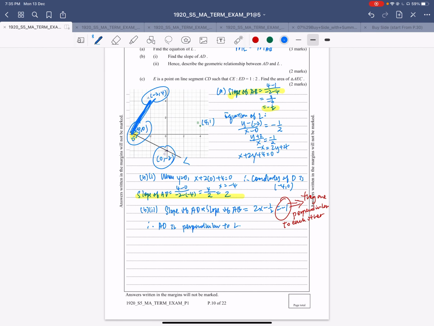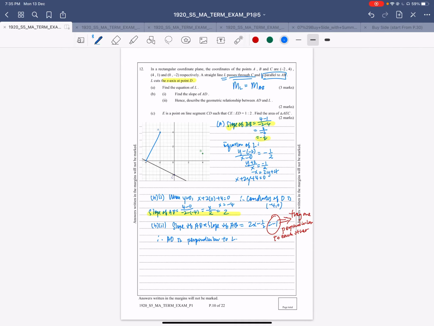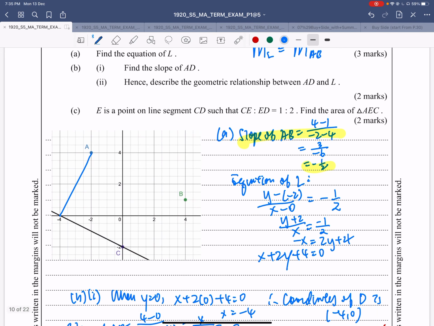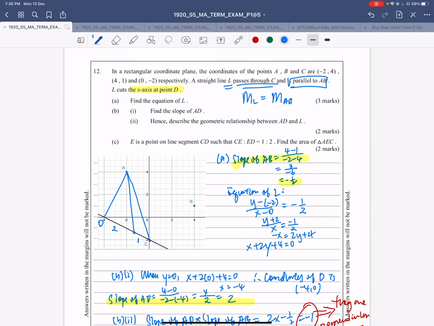All right, so let's observe part C. E is a point on the line segment AD such that CE to ED is 1 over 2. We want the area of AEC. So let's join AC again. You can plot it down, the ratio AE to ED is around 1 to 2, all right? So you are finding the area ratio, right? Let me give you some hint, okay?